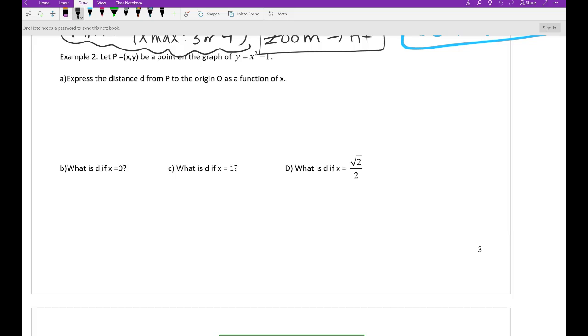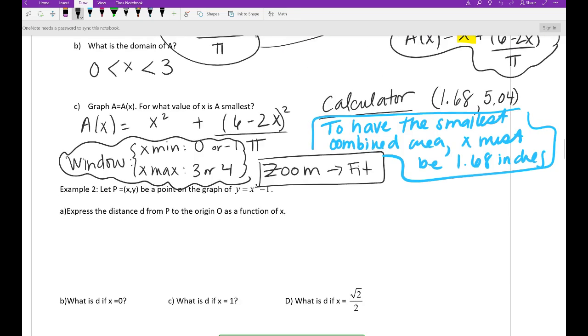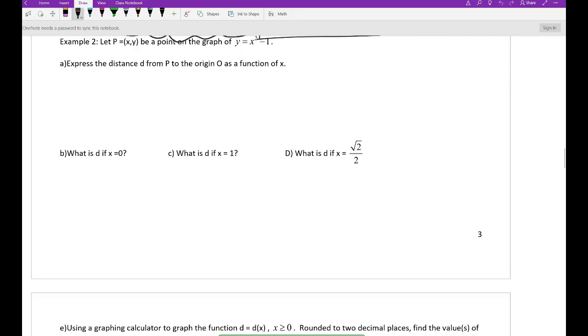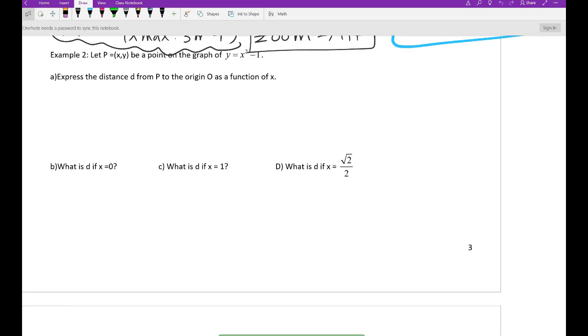Recording. Example 2. Let P equal some point. P is for point, right? (x, y) be a point on this particular graph y equals x squared minus 1, because yesterday we finished all of 1. Am I right? Yeah. Perfect. A: Express the distance d from this particular point P to the origin, let's call it O, as a function of x.